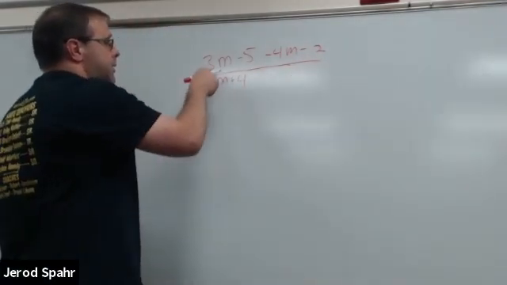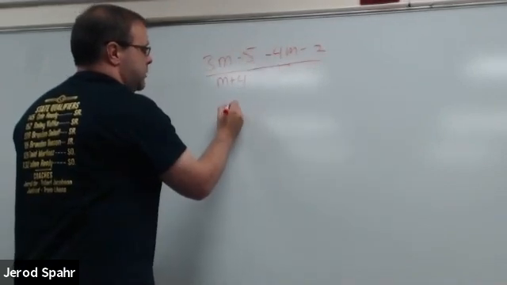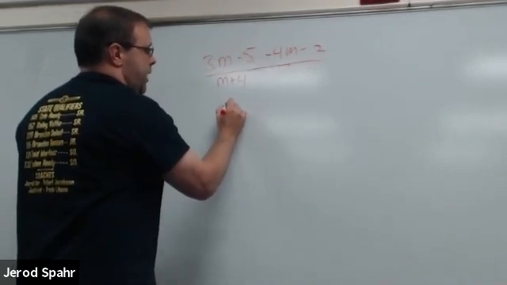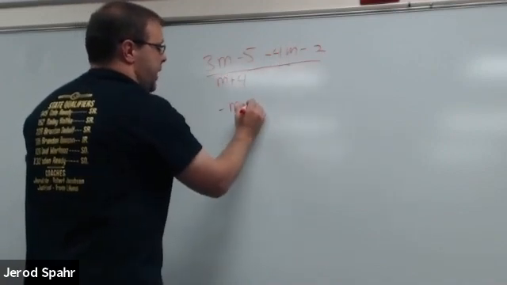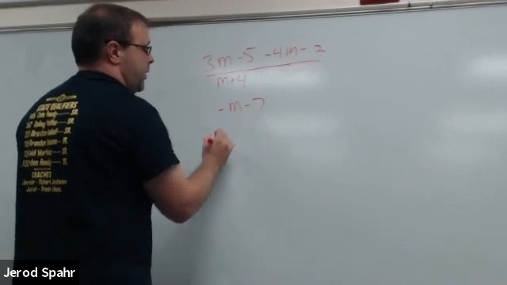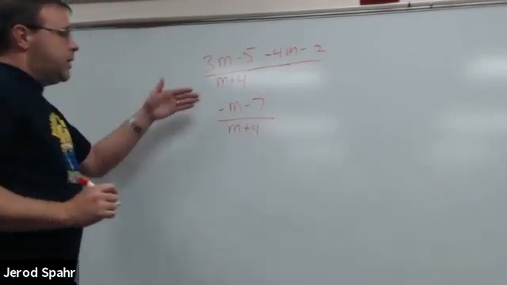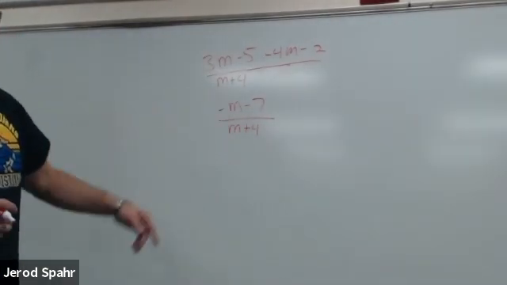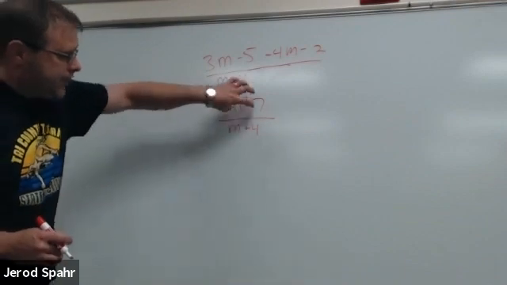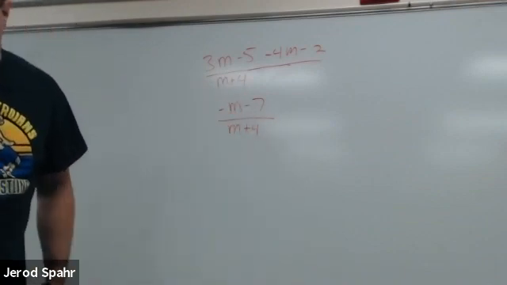Cheating it. Okay, so I have 3m. Can't subtract there. I can subtract there. So I have negative m. I have negative 2 and I have negative 5. Negative 2 and negative 5 is negative 7 divided by m plus 4. So I have this right here. Do I see anything that cancels? Oh, that's it. No, the m's I can't do that because that's a group. Those do not cancel. So I'm really done.